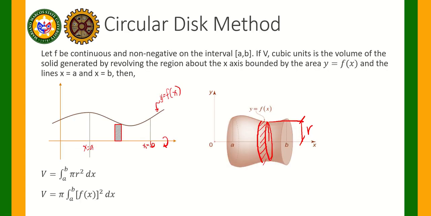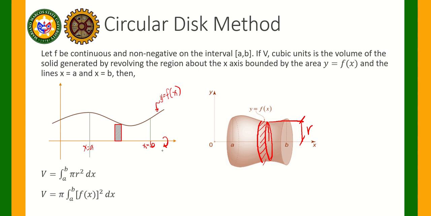And what is r? Oh, sorry. R is the distance to the axis of rotation. Okay? So, this is the distance to the axis of rotation, which is the f of x. Okay? So, yung function natin, f of x squared dx. So, this is the formula we will follow for the circular disk method.